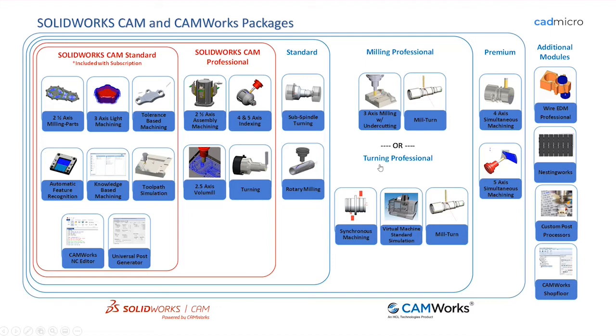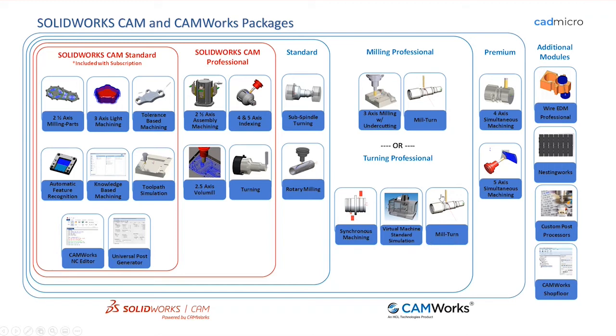Under the turning professional section here, we have the ability to program synchronous machining. So both turrets at the same time. We have virtual machine standard simulation. So basically the ability to view our G-code format inside of the turning machine, or G-code simulation, I guess, inside of the turning machine.